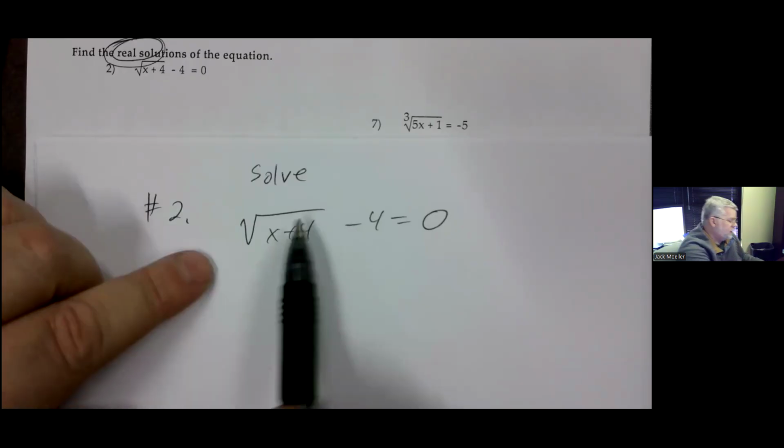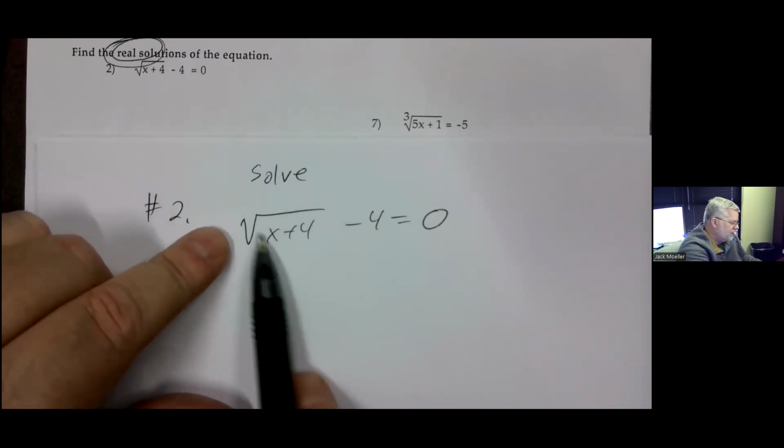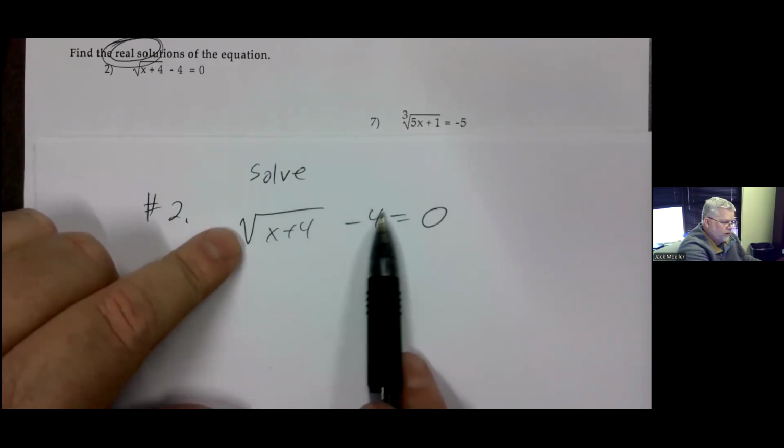Hopefully you're saying no, because that plus 4 is inside the radical. Terms inside the radical can't be added, subtracted, multiplied, or divided with stuff outside the radical. All right, so what do we do?